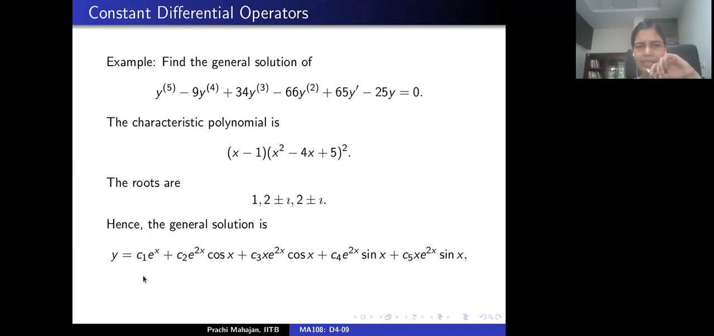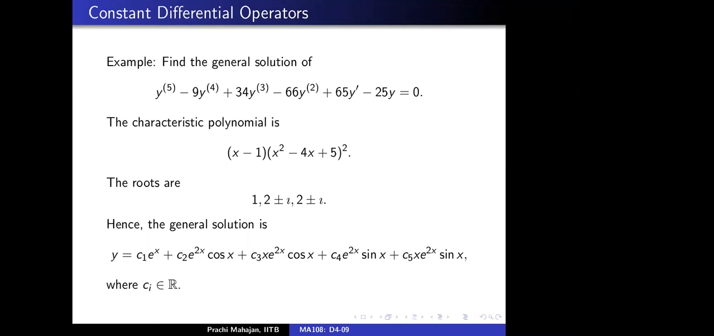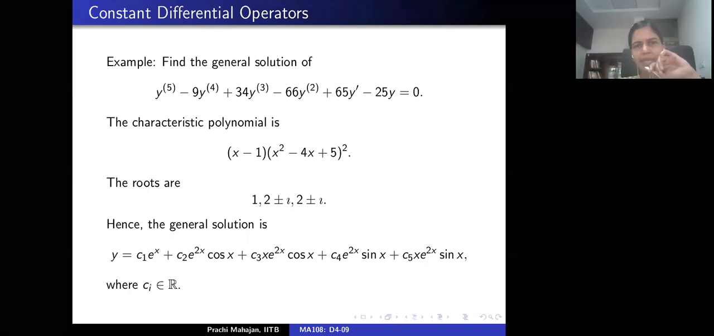Exponential x comes from the kernel of the operator d minus 1. Exponential 2x cosine x comes from the kernel of this operator d square minus 4d plus 5, and that's a root with multiplicity 2, so you have an x times that, and same is the case for exponential 2x sine x, x times exponential 2x sine x, right? If you had done the previous exercise, which is left as an exercise for you, and all of these are linearly independent, then you're done, this is the general solution of the given differential equation. Correct? Is that okay?